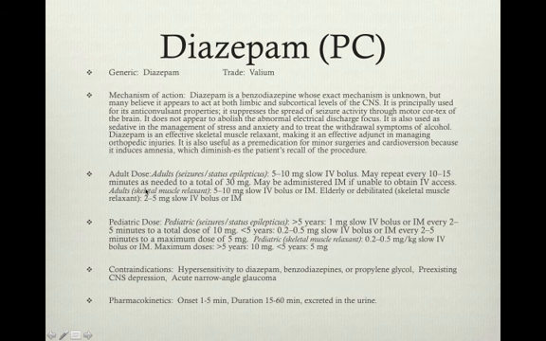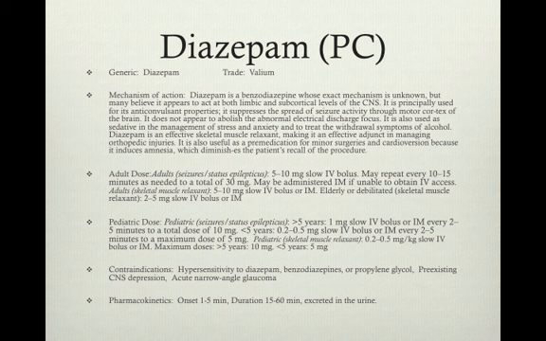Diazepam. Diazepam is a GABA agonist, a benzodiazepine, whose exact mechanism is unknown, but many believe it acts at both the limbic and subcortical levels. It is principally used for its anticonvulsant properties and suppresses the spread of seizure activity through the motor cortex of the brain. It does not appear to abolish the abnormal electrical discharge focus.